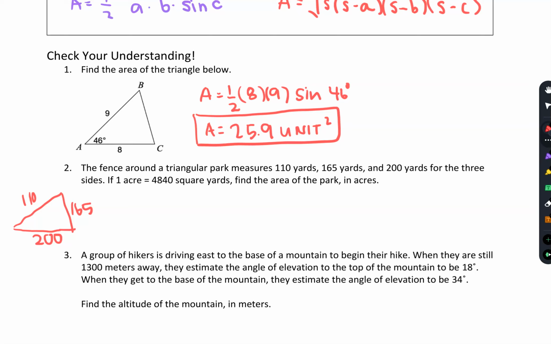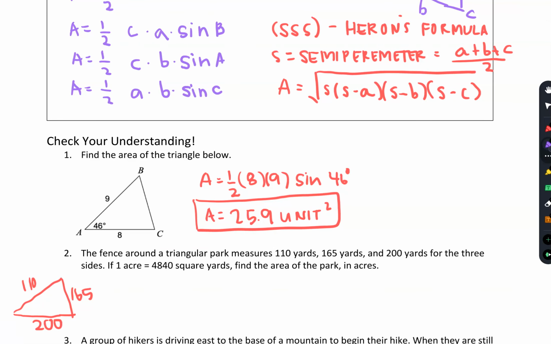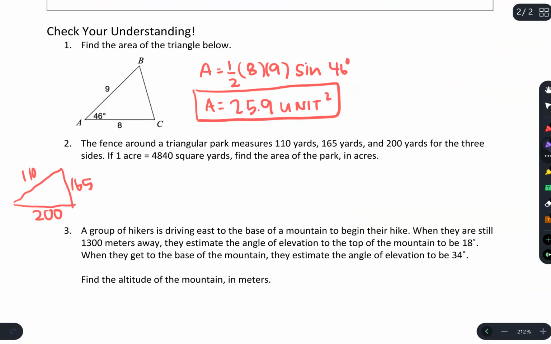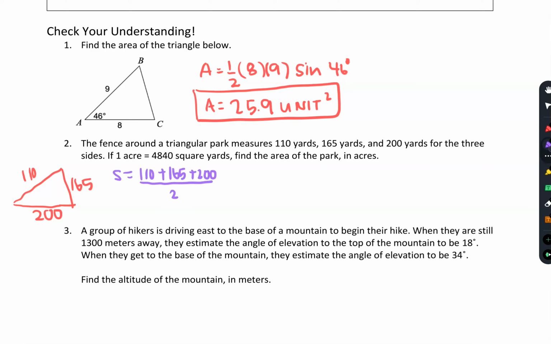first I need to find square yards, right? So if I'm given side, side, side, what do I have to find? You could find the angle, but you don't have to. You don't have to waste your time doing that. So we are using Heron's formula, yes. So we can find the semi-perimeter and then find our area from finding the semi-perimeter. So what is the semi-perimeter? So I would say 110 plus 165 plus 200, and then I would divide all that by 2. So what'd you get? 237.5, okay.